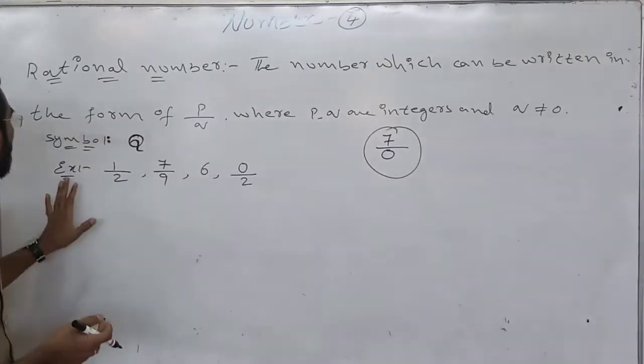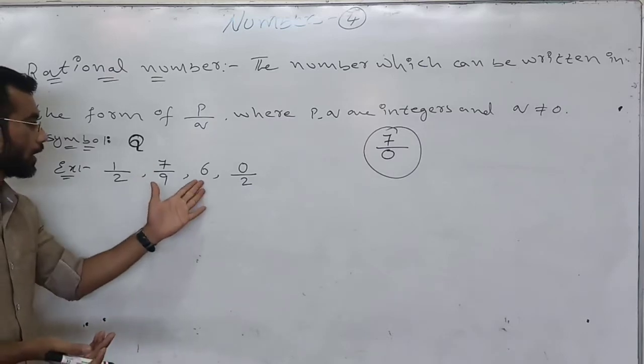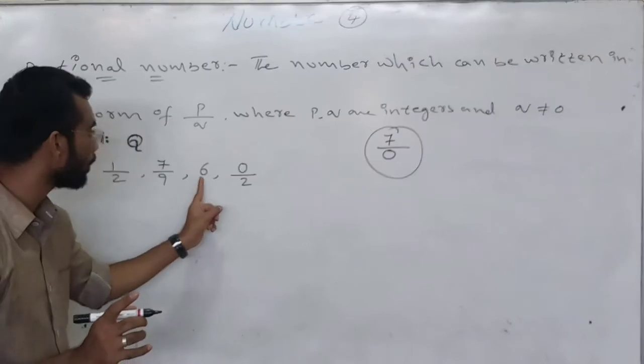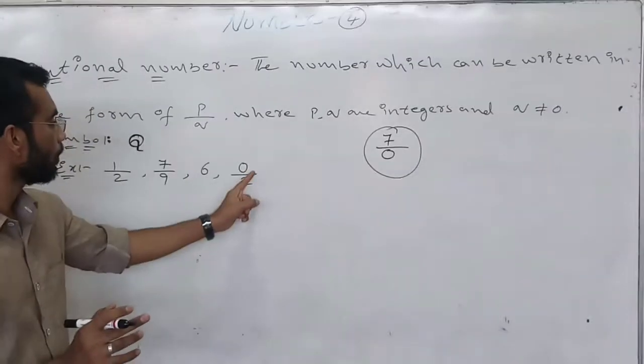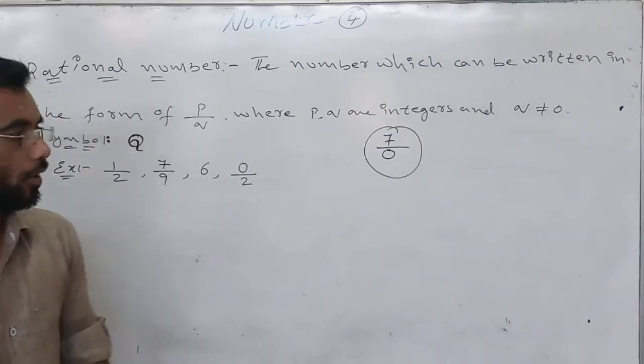Examples for rational numbers: 1 by 2, 7 by 9, 6 by 6. If nothing is there in the denominator, it will always be 1. And 0 by anything will be 0, no problem.